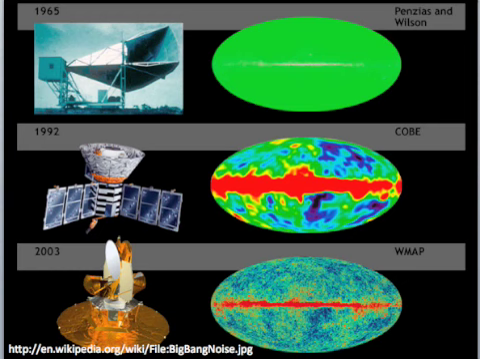This image compares observations made by Penzias and Wilson, the COBE telescope, and the WMAP telescope. The observations show variations by a few thousandths of a Kelvin from the average. The European Planck telescope, launched in the spring of 2009, will give us even more precise measurements of this cosmic background radiation.